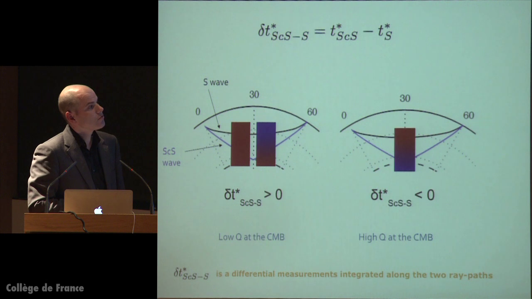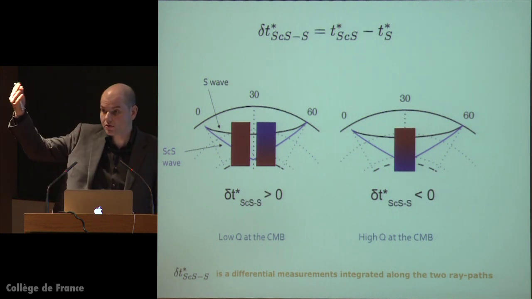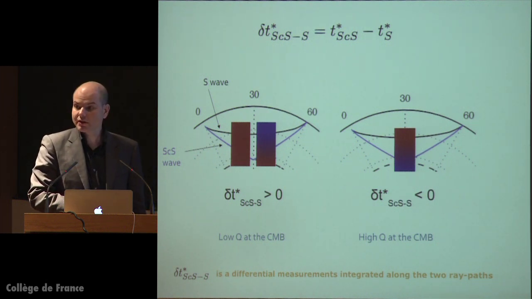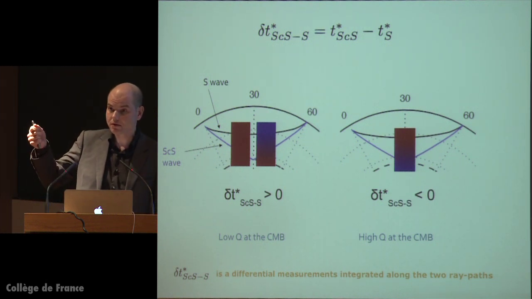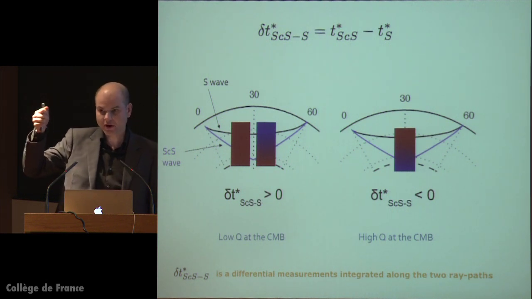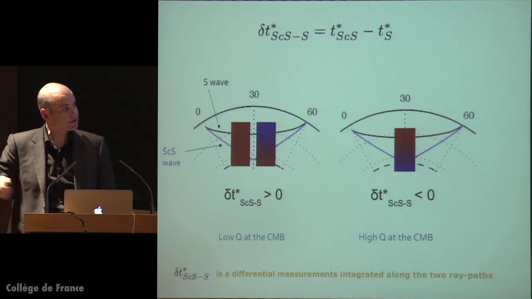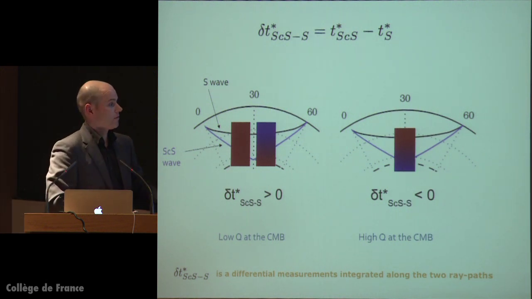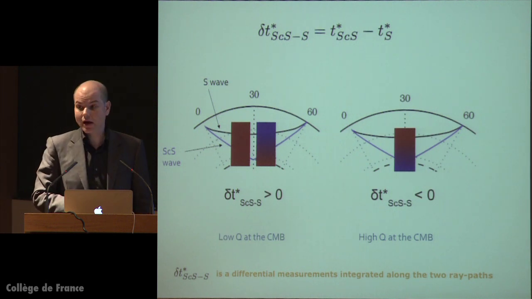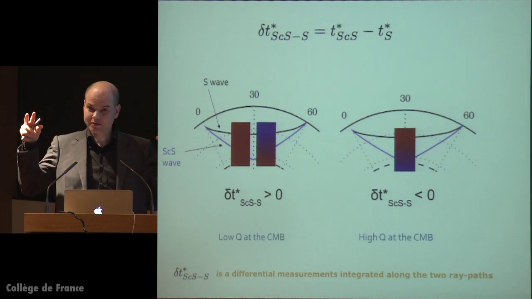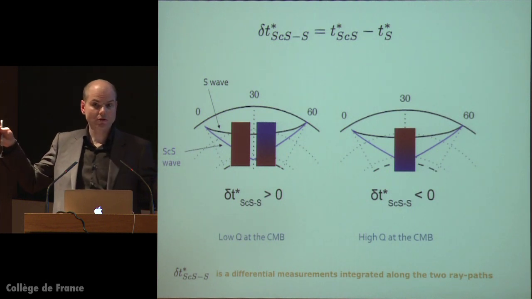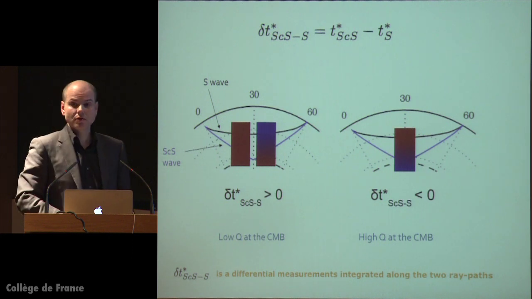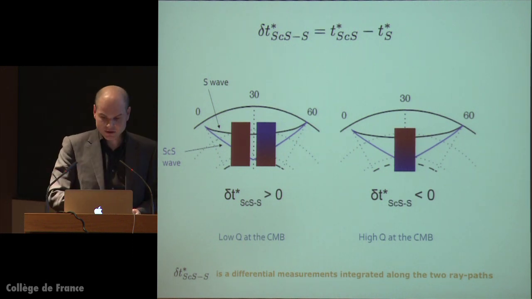If you have high Q at the CMB or low Q in the mid-mantle, it's the other way around. So the delta T star will be negative, because the T star of S will be high. Since you do T star SCS minus T star S, it will be negative. Of course, since these are integrated measurements along two ray paths, you can also pick up some information from possible lateral variations. So there is a mixture of two: some radial Q profile, but also lateral variations.